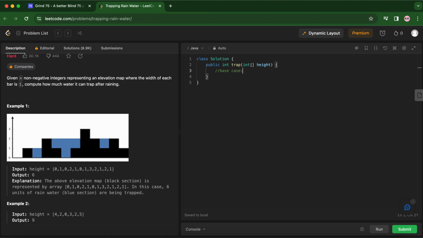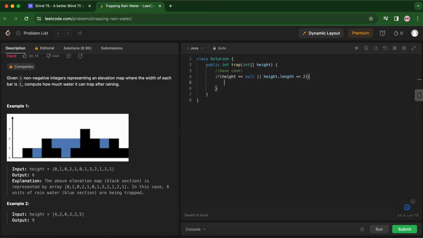What can be our base case? Let me just write it. If height is equal to null, that means this array, then we can simply return 0, right? Or height.length is less than or equal to 2.